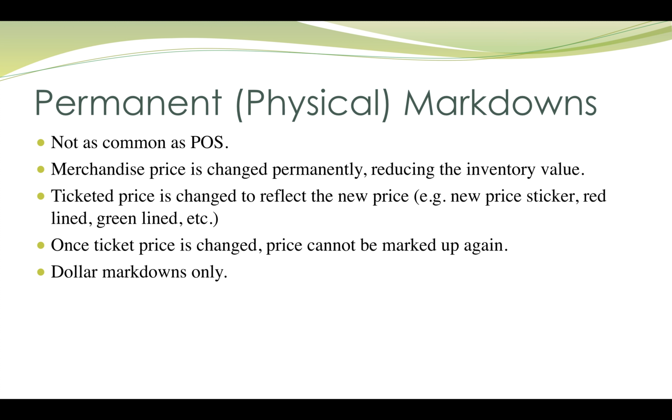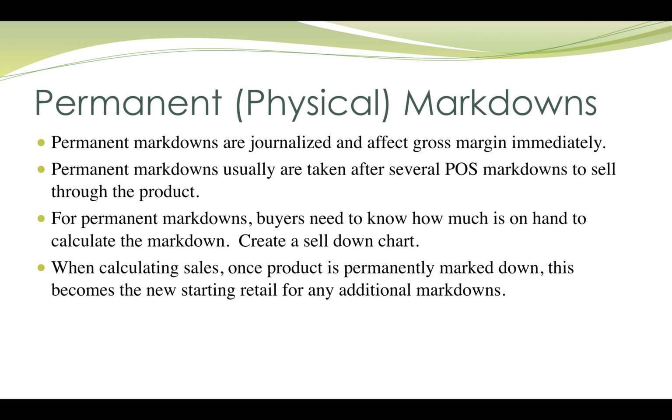So you'd look at the hang tag and maybe the original price said $49.99 and it was crossed out with a red marker and it said $35.99. So that is an example of a permanent, aka physical markdown. Permanent markdowns are journalized and affect the gross margin immediately. So while point of sale affects the gross margin at the time of sale, the permanent markdown is going to affect the gross margin when it is taken.